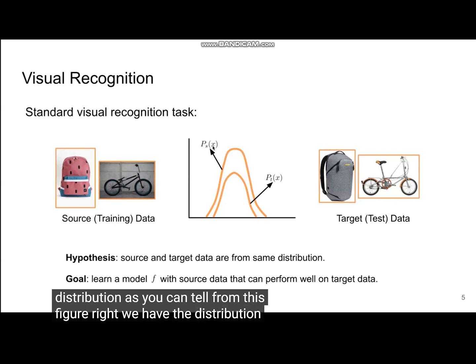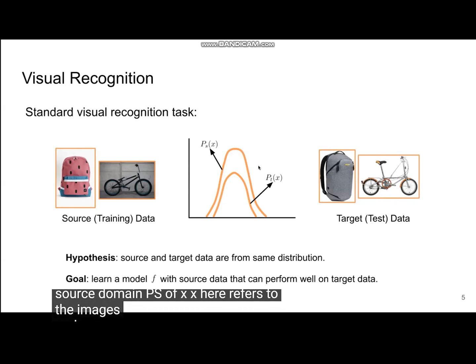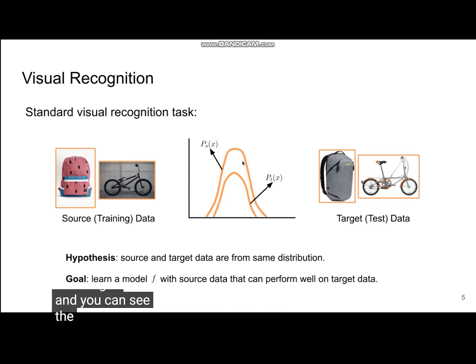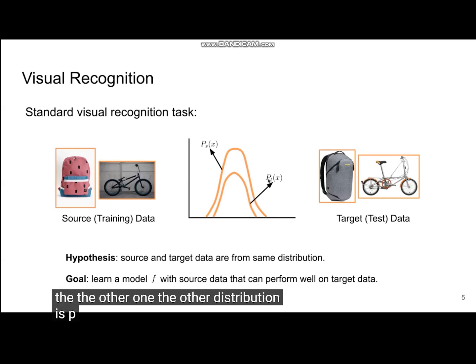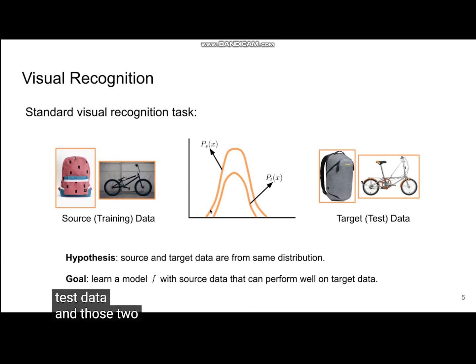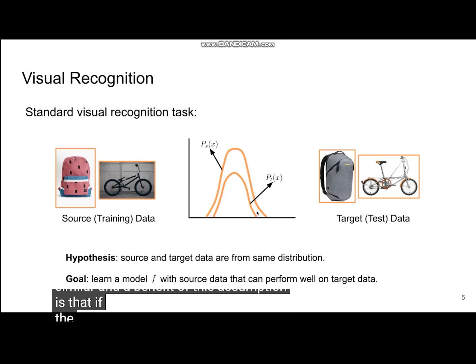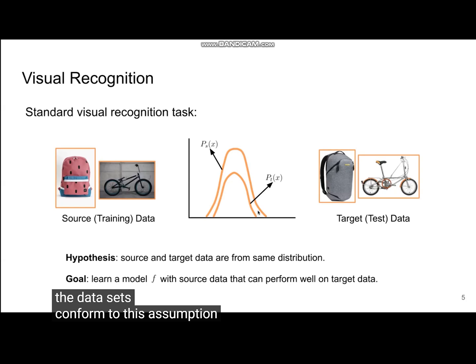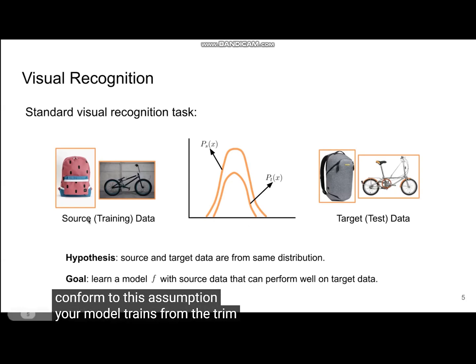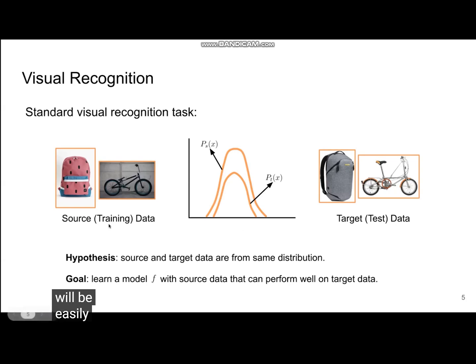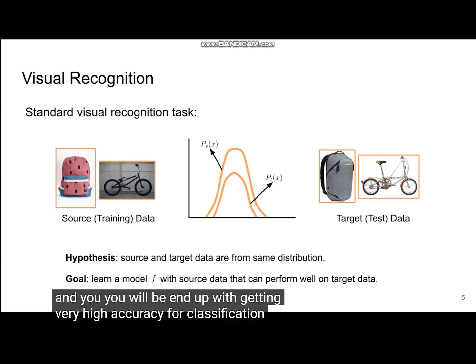As you can tell from this figure, we have the distribution of the source domain, P_S(X). X here refers to the images. And you can see the other distribution is P_T(X). T refers to target data or test data. And those two distributions are very similar. A benefit of this assumption is that if the data sets conform to it, your model trained on the training data set will be easily adapted to the target data set, and you will end up with very high accuracy for classification.